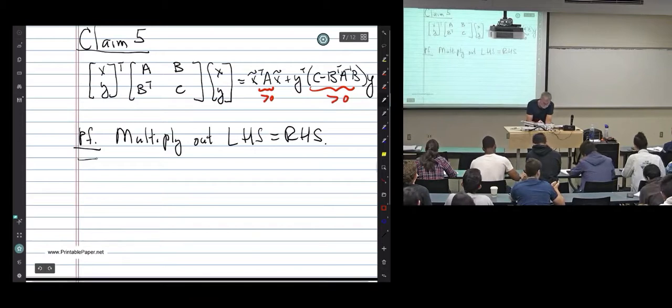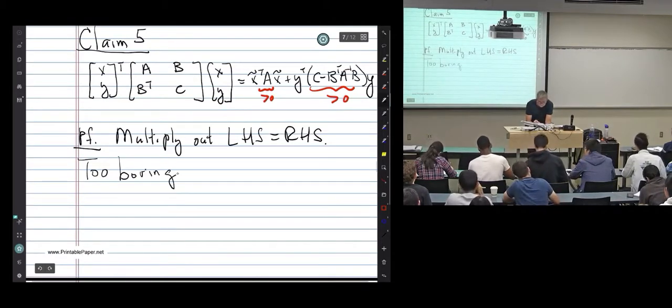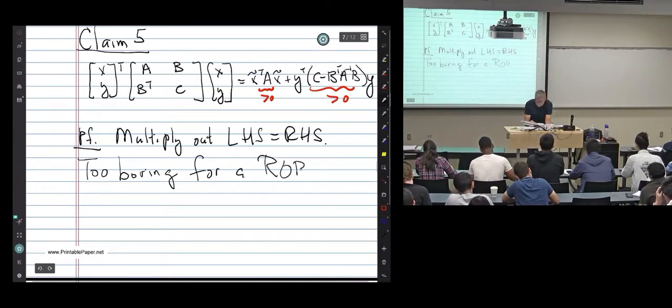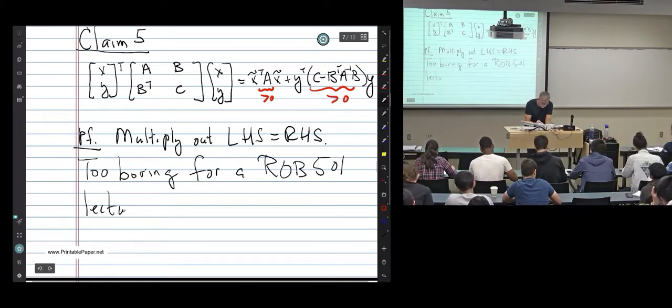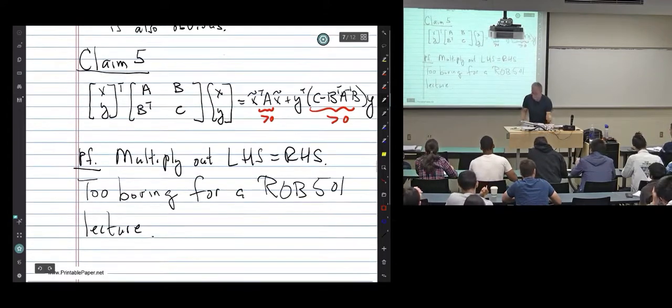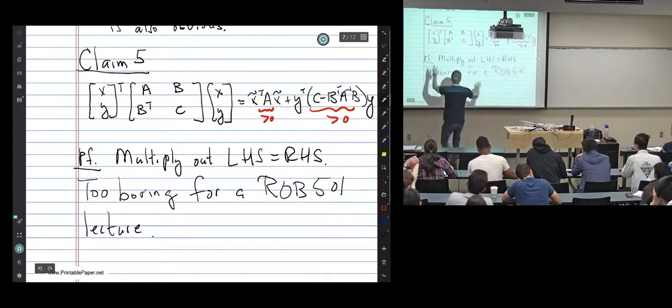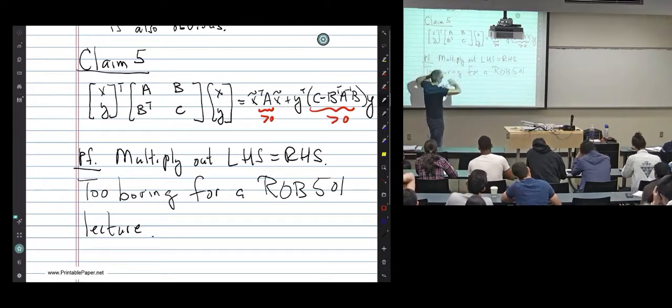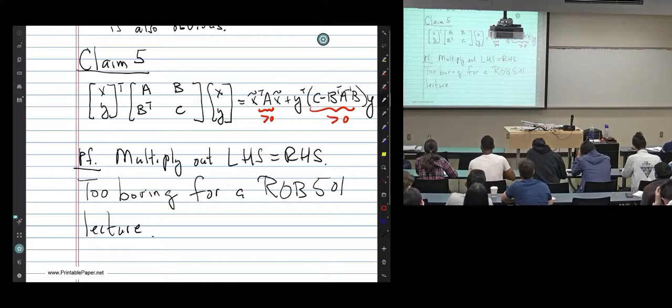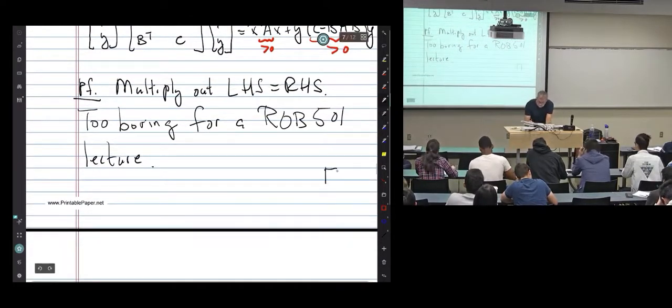Okay, and this is much too boring for a Rob 501 lecture. So just do it as an exercise. Once you have this, it's done, and now you just have to multiply out these matrices. You are totally capable of checking that the left-hand side equals the right-hand side, and this proves the result. Okay, so done.